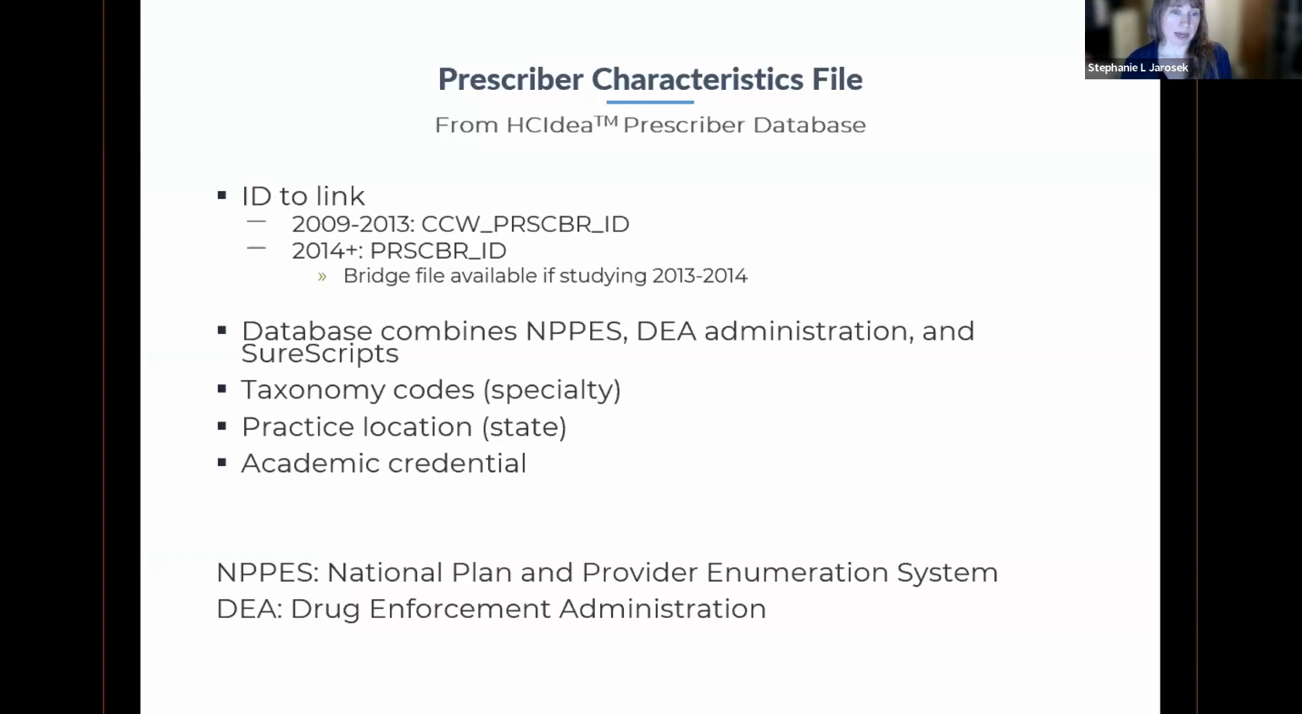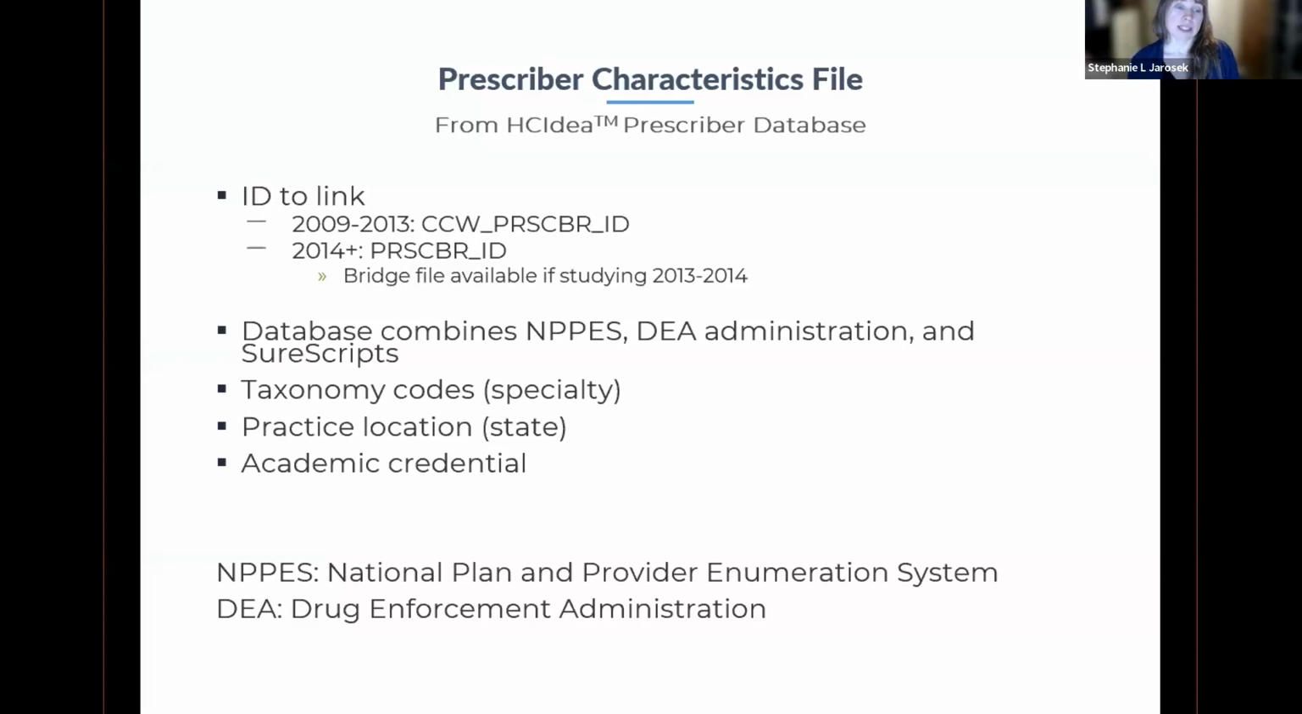This was assigned by CCW. Starting in 2014, now it's just prescriber ID. And if you had 2013 and 2014, you can get a bridge file that would help you to link those two.